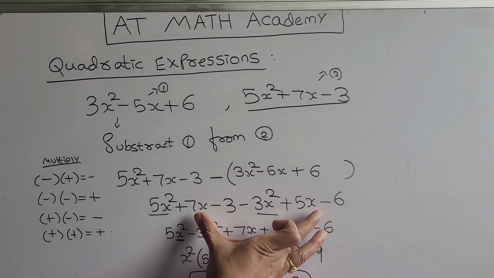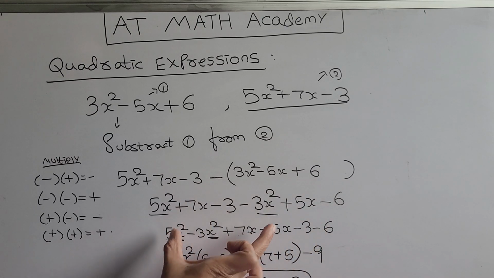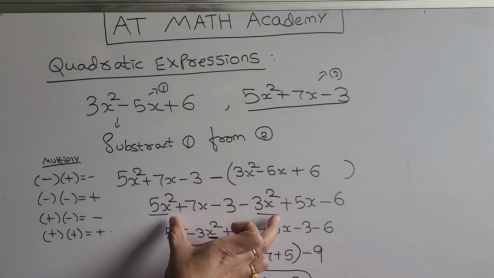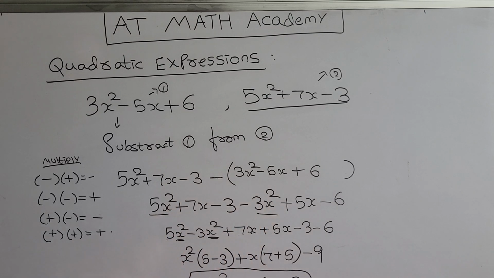Now when you are done with this step, we will be regrouping the values with the same exponent values. So x squared and x and the constants. So we regroup it accordingly. I'm regrouping 5x squared and 3x squared at one place, and 7x and 5x at one step, and minus 3 and minus 6 at another step.